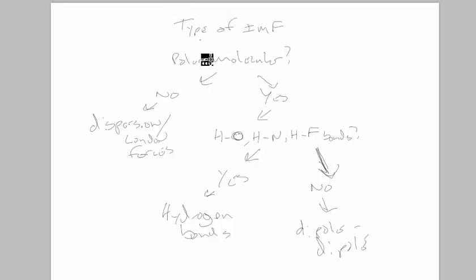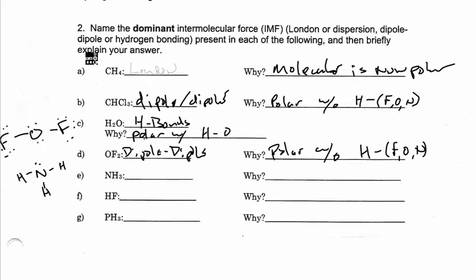Type of force, well, we looked at this flow chart. Is the molecule polar? Yes. Are there hydrogen to oxygen, hydrogen to nitrogen, or hydrogen to fluorine bonds? There are, so we're going to make it a hydrogen bond. And that's because it's polar with hydrogen to, in this case, nitrogen bonds.